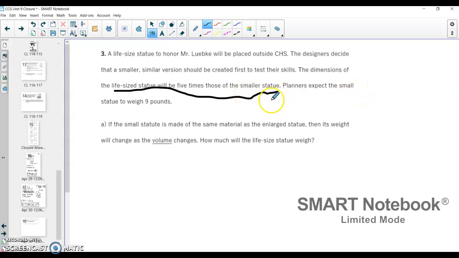Planners expect the small statue to weigh about 9 pounds. If the small statue is made of the same material as the enlarged statue, then its weight will change as the volume changes. So how much will the life-size statue weigh?